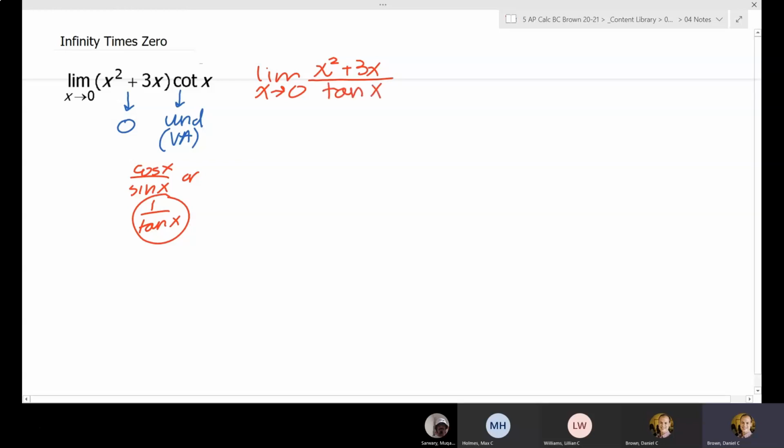And again, you can't just jump straight into L'Hopital's rule, so you still need to check that you can use it. Plugging in 0, my numerator is approaching 0. And then I have the tangent of 0. Well, the tangent of 0 is also going to give us 0. So we can do L'Hopital's rule. Go ahead and finish out that problem for me.